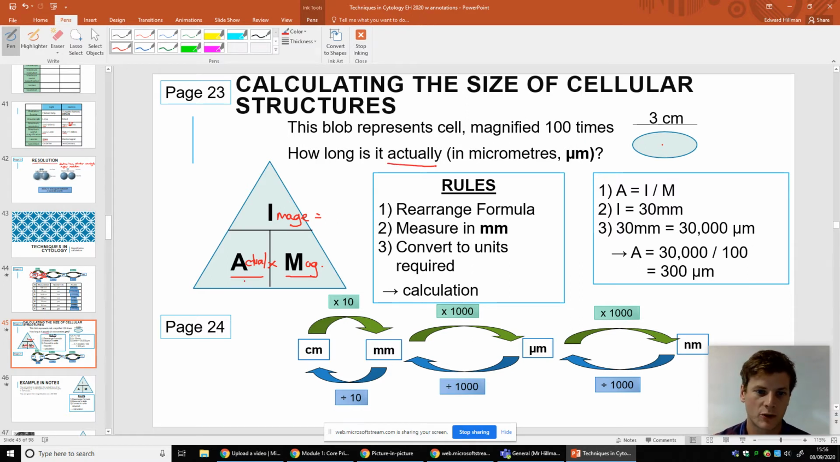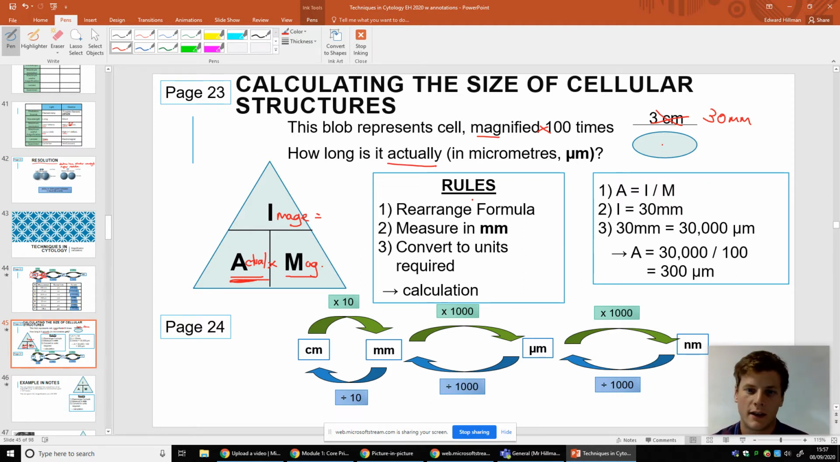So we want to find the actual size of that blob in micrometers. We've been given the magnification of times 100, and actually here we've been given a measurement of the blob. But you'll notice the second rule is to always measure in millimeters. I said that already. So 3 centimeters is not good enough. We need to use 30 millimeters.